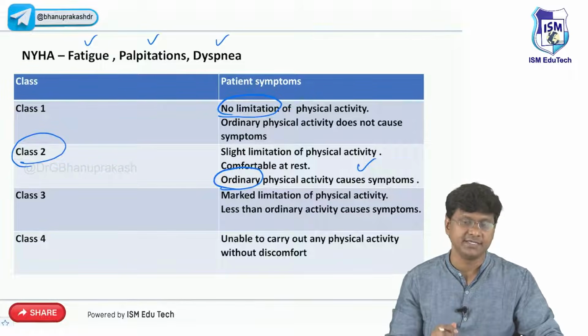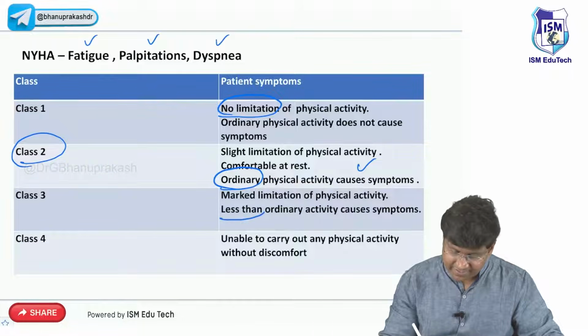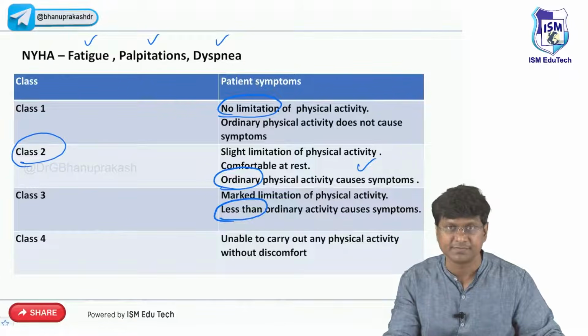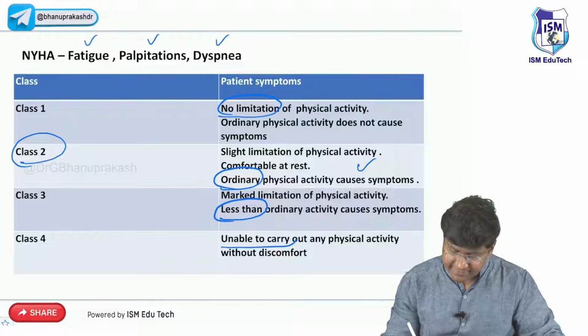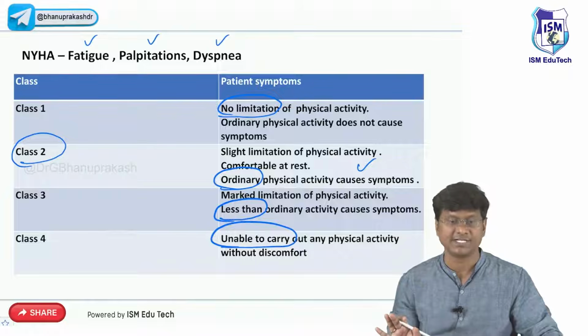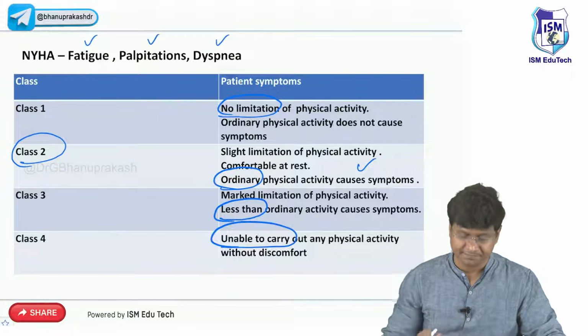Then you take class 3, where there is marked limitation of activity. That means whenever the individual does less than ordinary activity, even that causes the symptoms. Class 4 is where the individual is unable to carry out any physical activity without discomfort. That means dyspnea at rest. That will be your class 4. So this is about your NYHA classification.